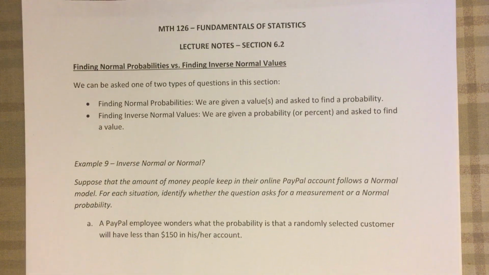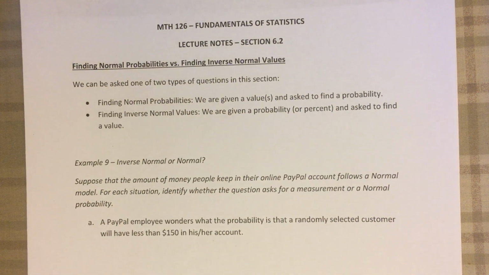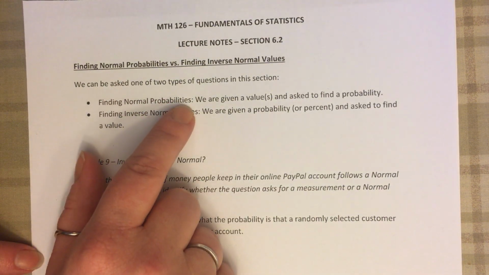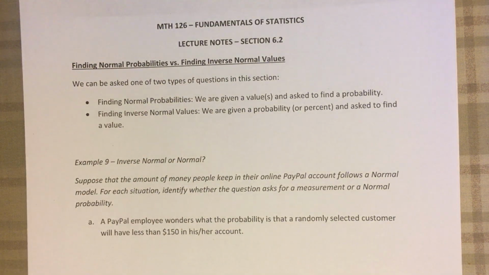So looking at what we have here, we can be asked one of two types of questions in this section. The first type, what we have done so far, is finding our normal probabilities. We're given a value. We're given a height, a length, a score, or something along those lines, and we're asked about a probability that goes along with it. Now what we're going to do for these last few problems is we're going to go in reverse. Instead of being asked to find a probability, we are given a probability. Once we have that probability or percentage, then we're asked to go backwards and find a value. Kind of similar to some of the different things that we did in chapter 3. We talked about the difference in some problems between going forwards and going backwards, so it's kind of the same idea here.